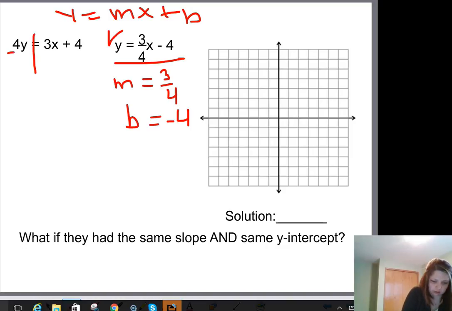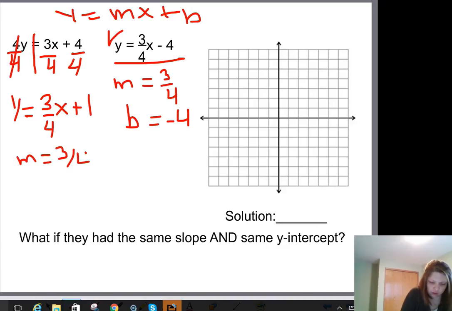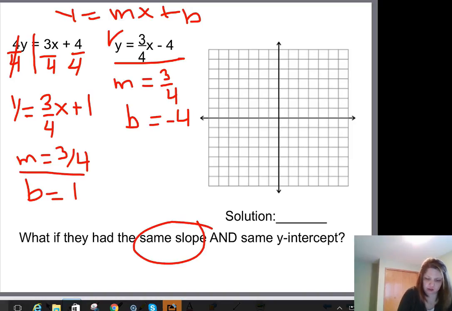So let's go ahead and divide by 4 each one of those and see what we will get. So y will be equal to 3 over 4x plus 1. So the slope is 3 over 4 and b is equal to 1. Now, if you look at both equations, or specifically the slope and y-intercept, have you noticed something here? Yeah, they have the same slope, right? This is m 3/4 and this one is also m 3/4.